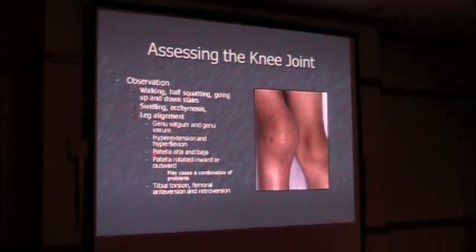Is the patella rotated inward, outward? Like I mentioned before, tibial torsion just means an abnormal alignment of the tibia. Femoral anteversion is internal rotation of the femur, and retroversion is external rotation of the femur. These are all alignment issues in the knee and the leg, but all things to take into consideration.